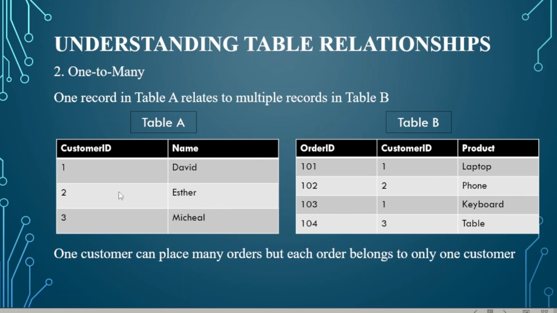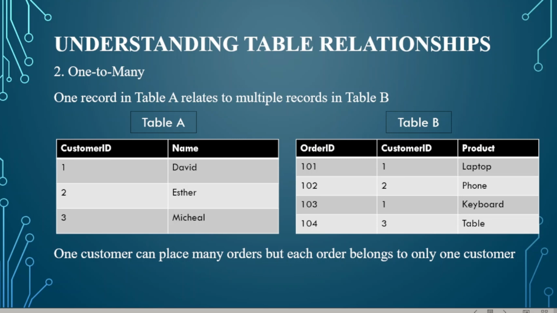We also have Esther with customer ID 2. We can see customer ID 2 on table B, and she purchased a phone. We also have Michael with customer ID 3, and we can see that he purchased a table on the other table. But one is repeated twice. Customer ID 1 is repeated twice, and that is David. That means David bought a laptop and he also bought a keyboard. So this is a one-to-many relationship: one record in table A relates to multiple records in table B. That is, David is a customer and he was able to place two orders.